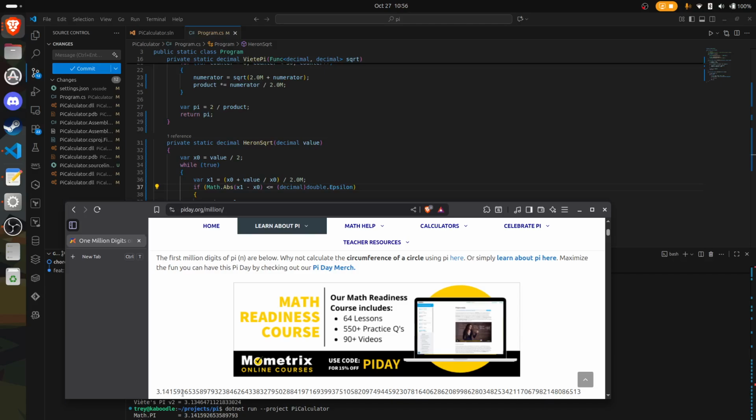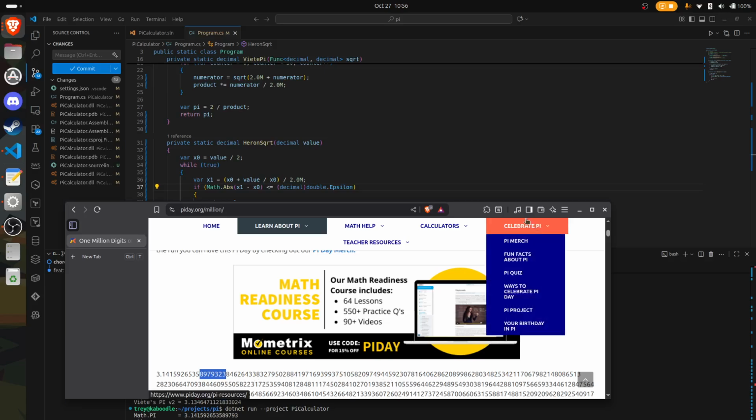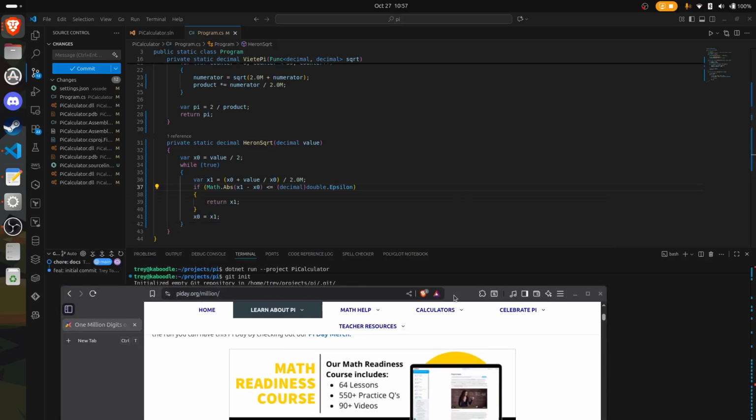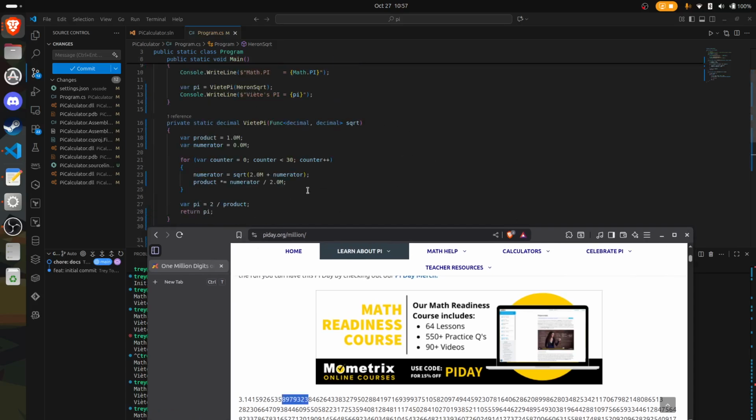3.141 5926 535 897323, and then it gets weird because down here it says 237 and up here it says 846. Okay, what are we doing wrong? So is the problem with the square root function, or is the problem in the pi calculating algorithm?